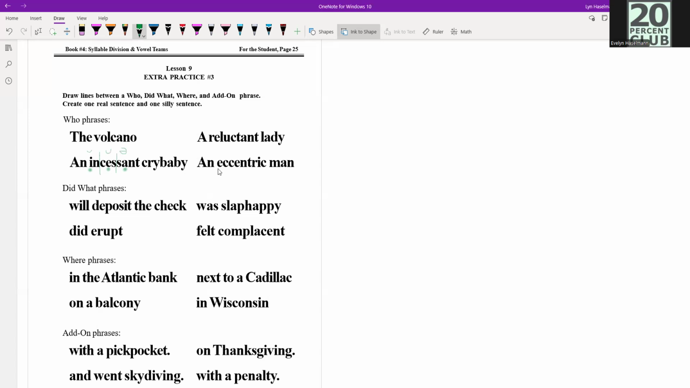Eccentric is the word I'm going to work on. So again, I'm going to start by marking my 3 vowels. 1, 2, 3. 3 vowels, 3 syllables. Okay, I have an E and an E. In between that, I have 2 C's. I'm going to split those.